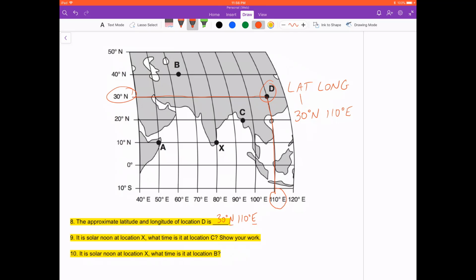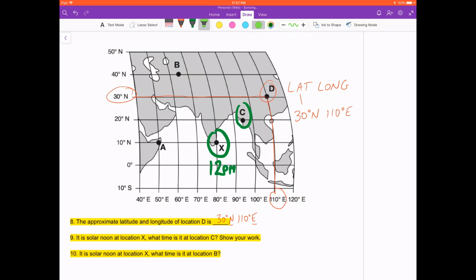Number 9, it is solar noon at location X. So let me circle location X over here. So at location X, it's noon, which means it's 12 p.m. Okay, what time is it at location C? So location C is over here. Location C is east of X, which means that it is going to be later. So it's got to be later than noon. So somewhere in the PM, I've got to figure out where.